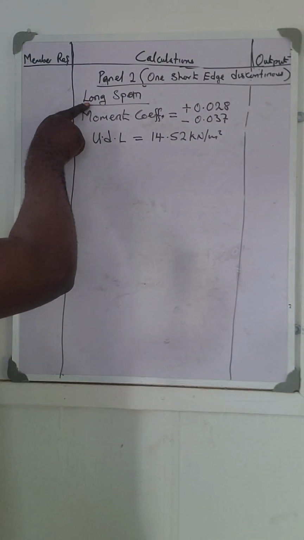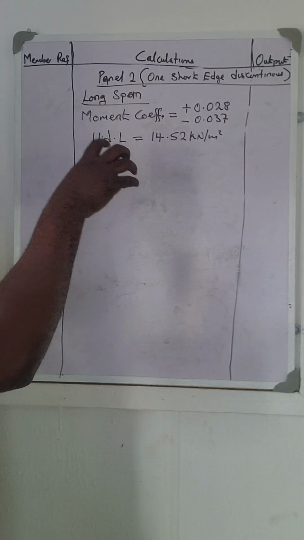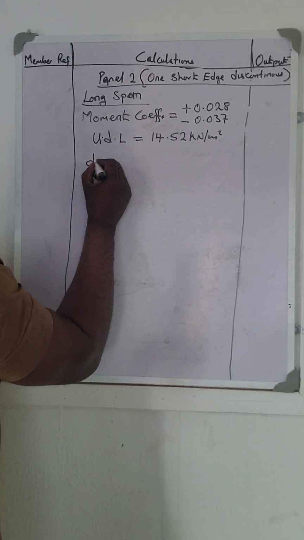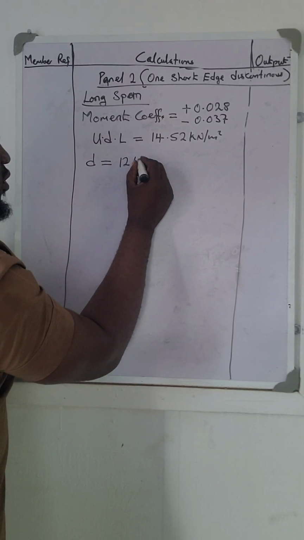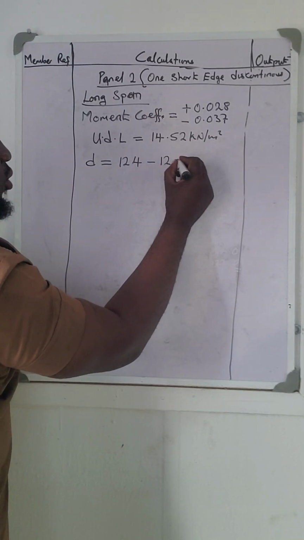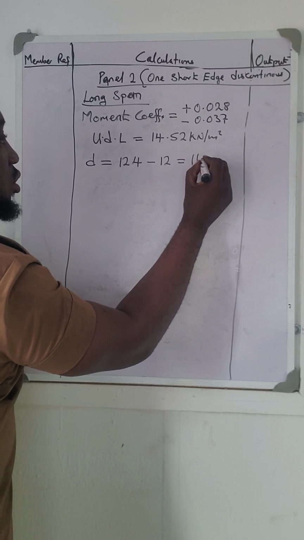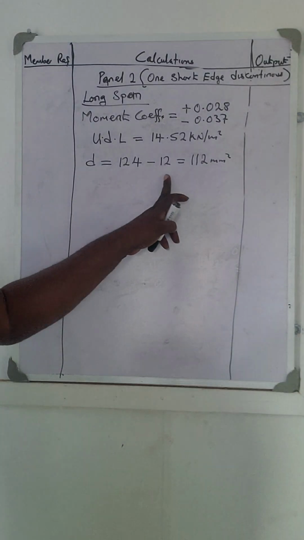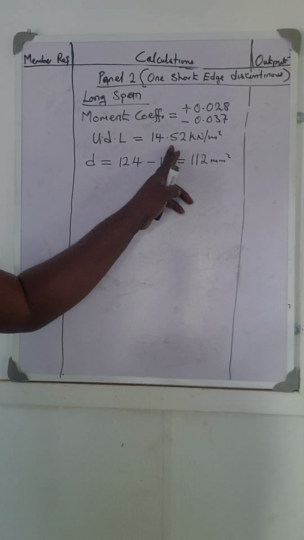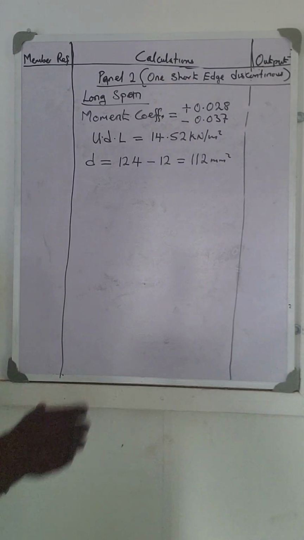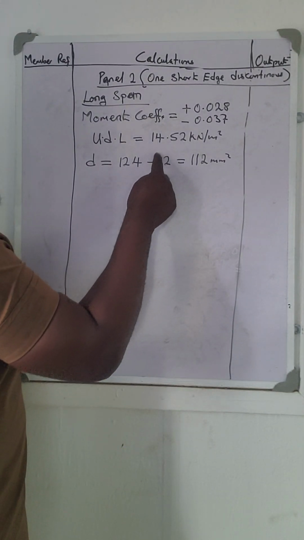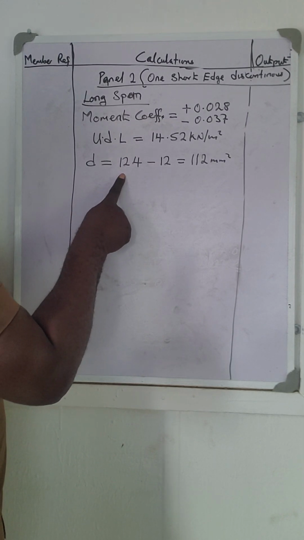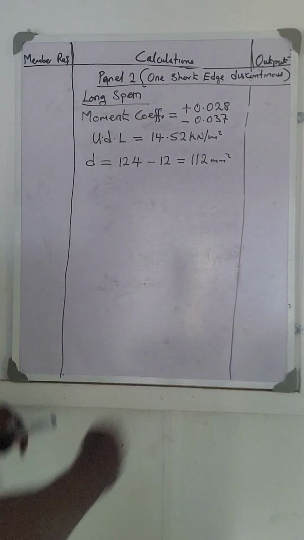Remember that we are now designing for the long span of the same panel. So our new D now becomes 124 minus 12, which is now equal to 112 millimeters. This is because of the main reinforcement I've placed. The main reinforcement diameter is this. All right. Now the new effective depth is to remove the main reinforcement from the effective depth we had when we were solving for the shorter span. This now becomes our new D.